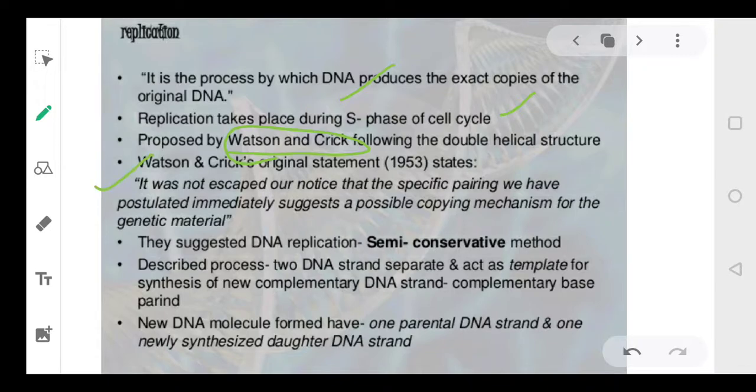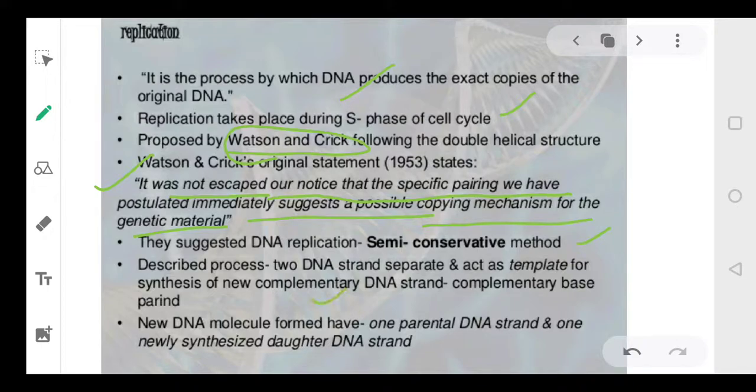It says, it has not escaped our notice that the specific pairing we have postulated immediately suggests a possible copying mechanism for the genetic material. Clear? This means they suggested that DNA replication is a semi-conservative method. DNA replicates itself through the semi-conservative method.